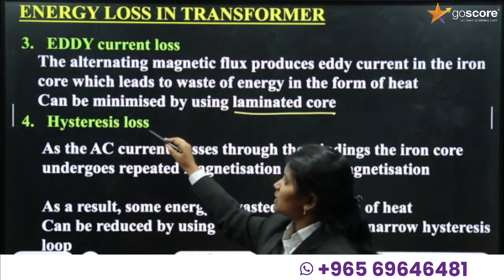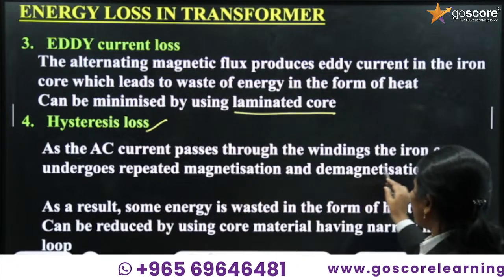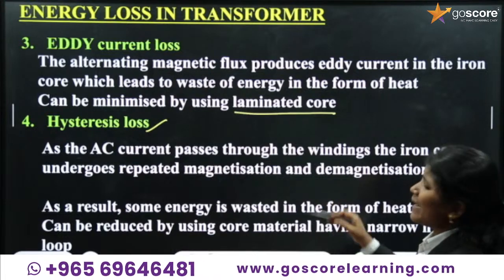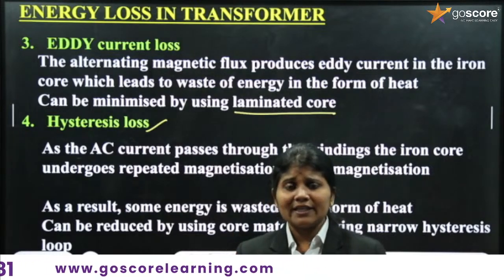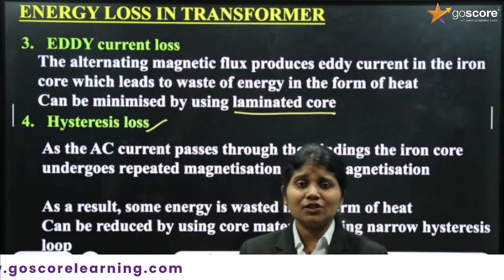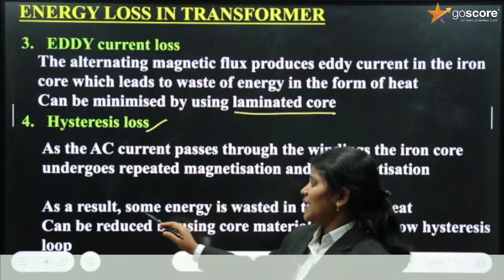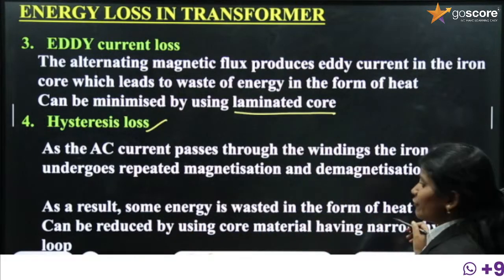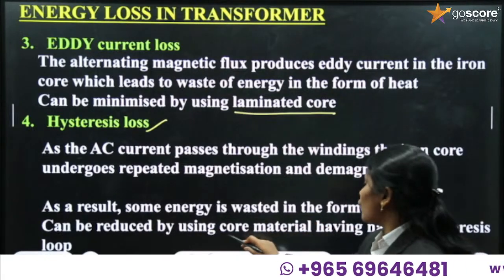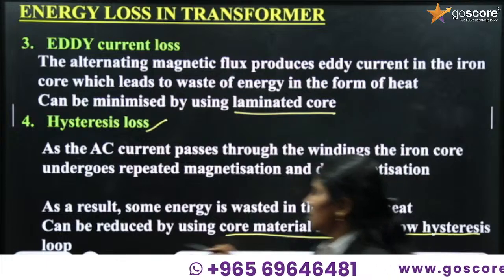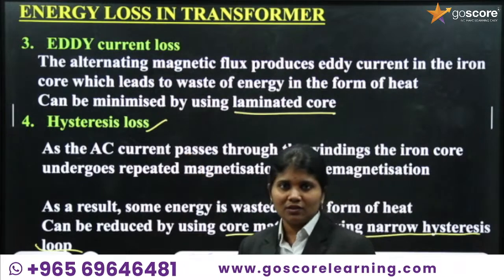Next one is hysteresis loss. As the AC current passes through the winding, the iron core undergoes repeated magnetization and demagnetization. It is an inductor coil, that's why magnetization and demagnetization continuously happen, and hysteresis losses occur. As a result, some energy is wasted in the form of heat, which we call hysteresis loss. It can be reduced by using core material having a narrow hysteresis loop. If we use a narrow hysteresis loop, then we will reduce the hysteresis loss.